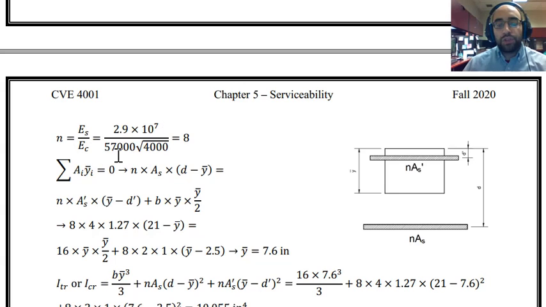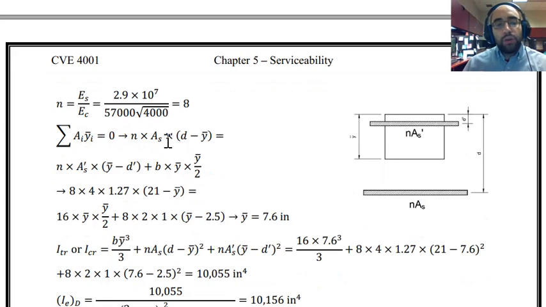And EC is Young modulus of concrete, which is based on the ACI suggested equation. That is 57,000 square root of F prime C, which is 4,000 psi. Calculating this, as I said earlier, it should be about 7, 8, 9, something in this region. But in this case, it is 8. So I know the moment area of different parts in the section about the neutral axis should be equal to 0 when we add them together.